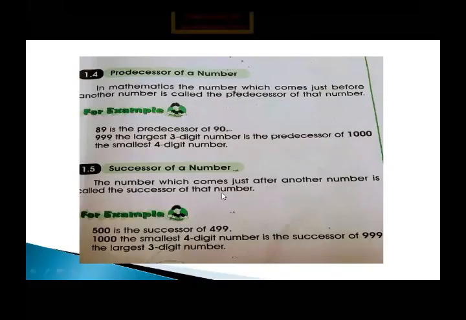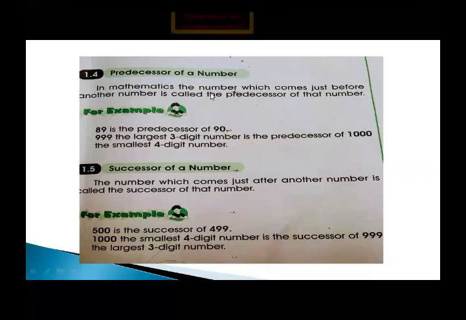Here you see predecessor and successor, your next topic. Predecessor. In mathematics, a number which comes just before another number is called the predecessor of that number. The number that comes before. Here 89 is the predecessor of 90 because 89 comes before 90.